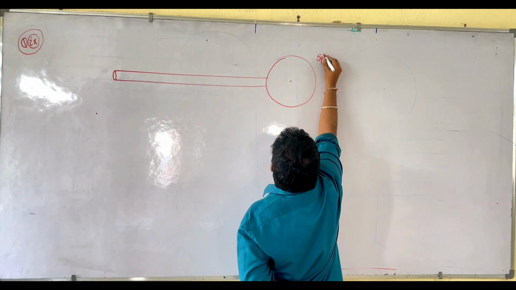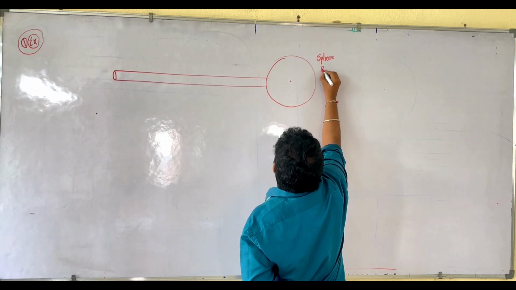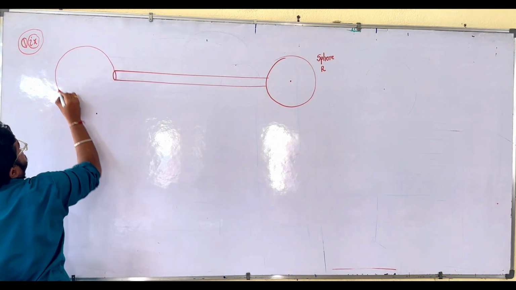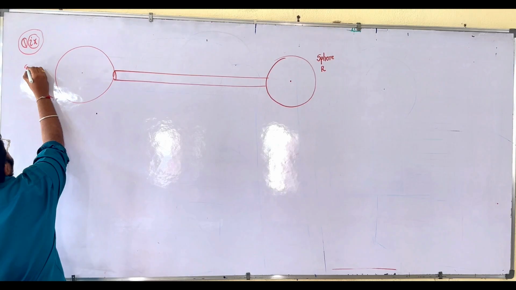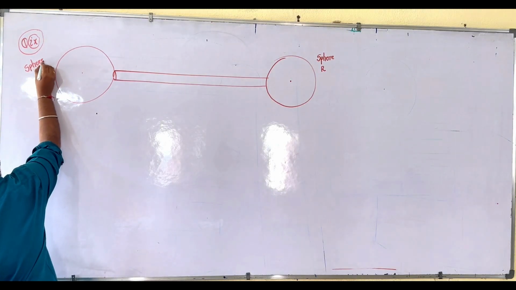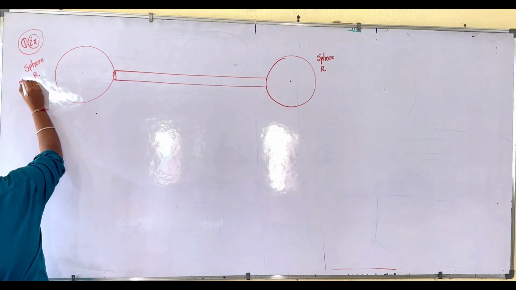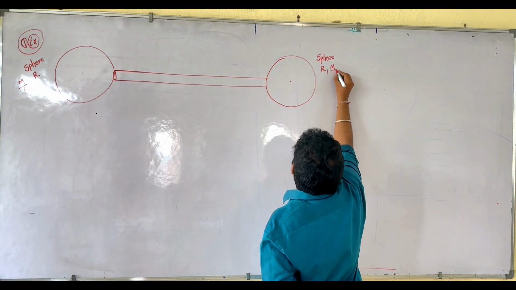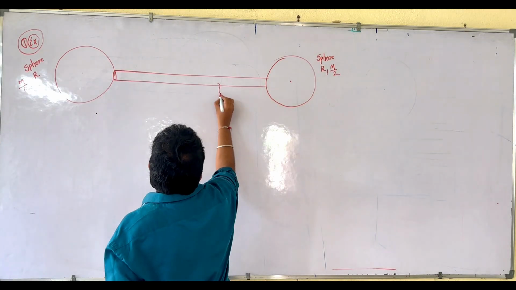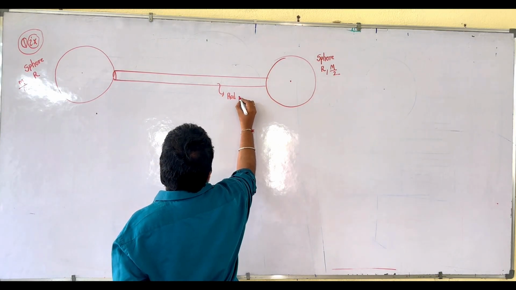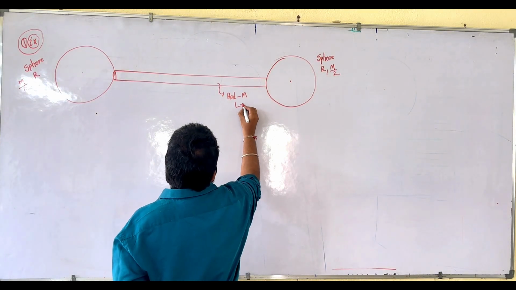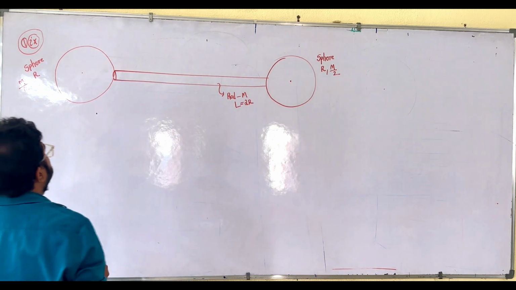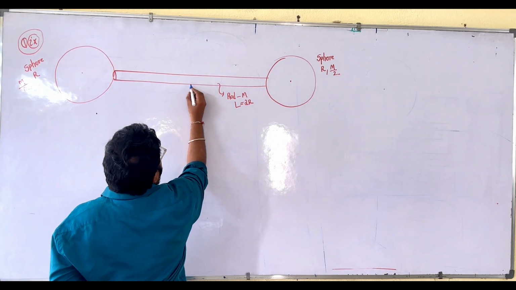Sphere of radius r. This is another sphere of radius r, mass m by 2. Okay? This is the rod. Rod of mass m, length L equal to 2r.